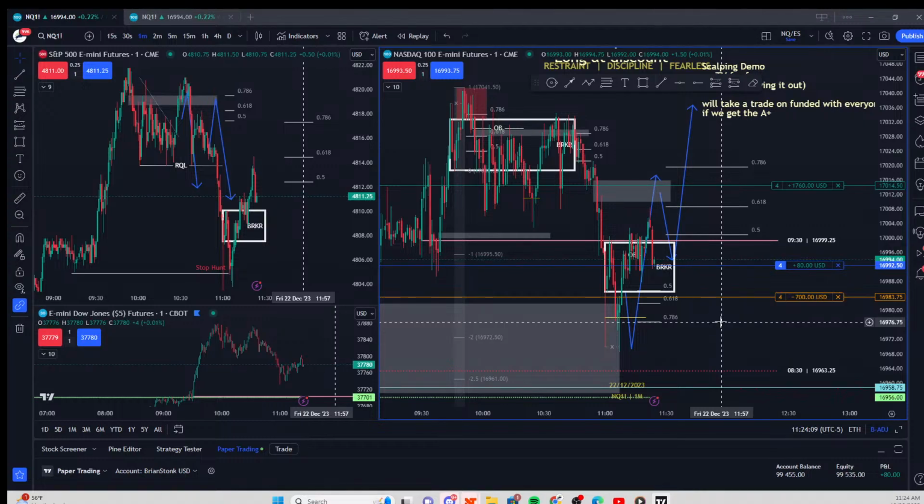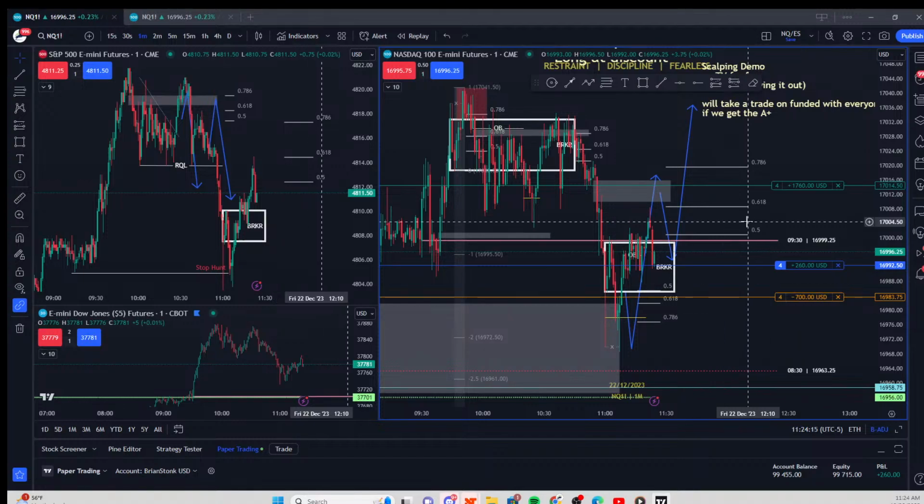You can't split that order. You have to set the limit, and then once the limit's tagged, it will adjust. Okay, that makes sense.